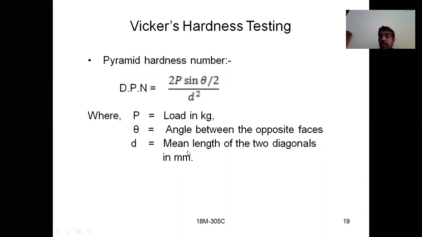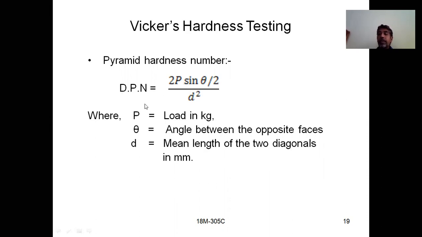So what is D? It is nothing but the mean length of the two diagonals. You are having two diagonals. From that, you have to find out the mean length of the diagonals. You have to take the average value of the two diagonals, and that will become the D. If you substitute in 2P sin(theta/2) by d square, from this you will get the DPN value.